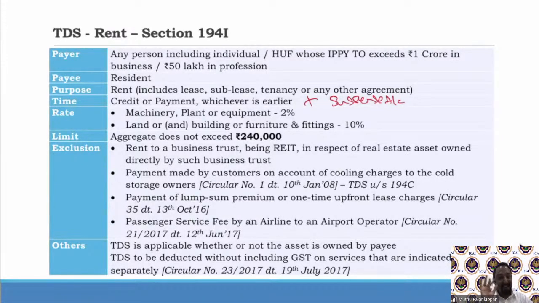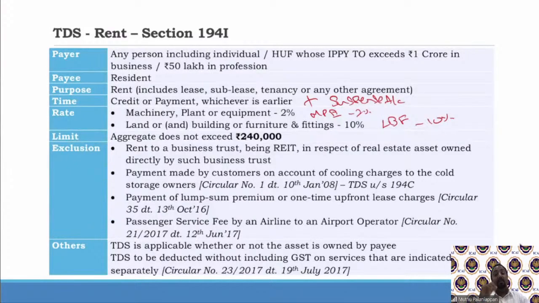Okay. What is the rate of tax deduction? For machinery, plant, equipment, for MPE, it is 2%. It is 2%. For land and building, furniture and fittings, it is 10%.